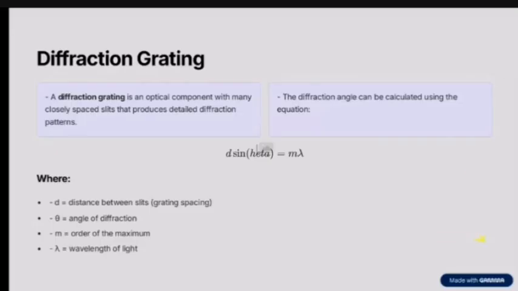So now those points that you are seeing on the screen, the distance between them is what is known as the diffraction grating, or the grating space.